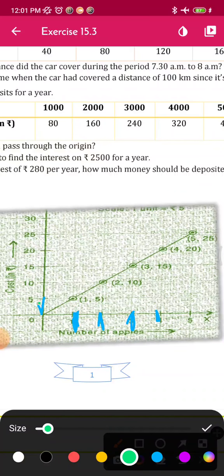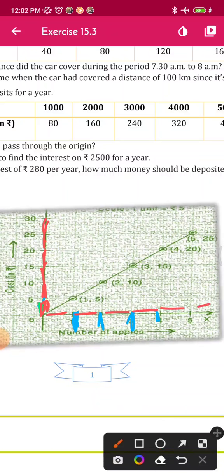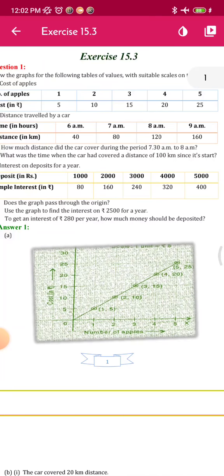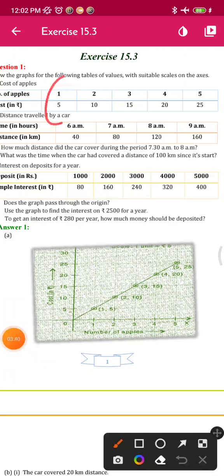So from here to here is 5, and similarly the next box we take 10, 15, 20, 25, 30 and so on. Here 1, 2, 3, 4, 5 and so on. Okay, so in that question one apple costs just 5 rupees. So here the number of apples is 1, and the rupees here is 5.